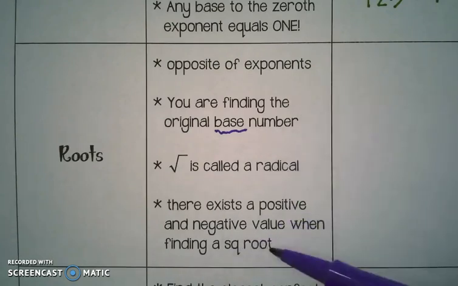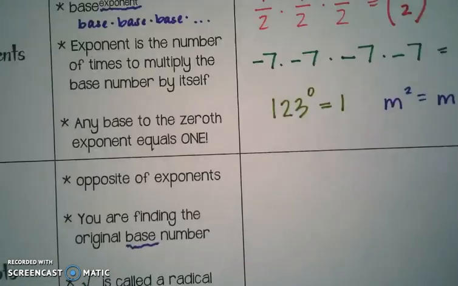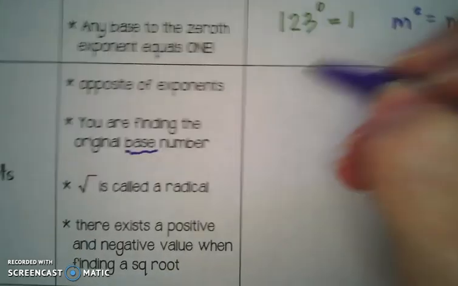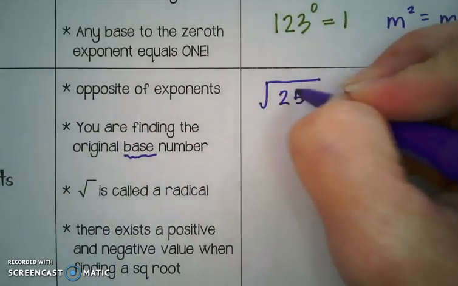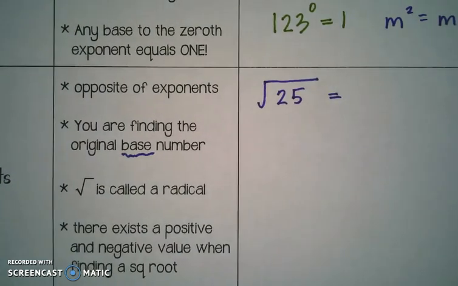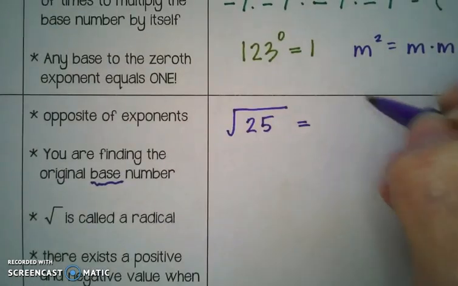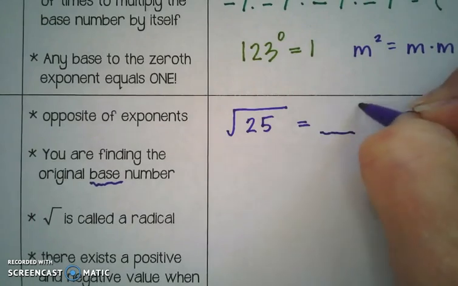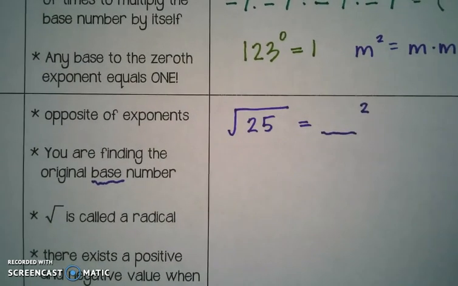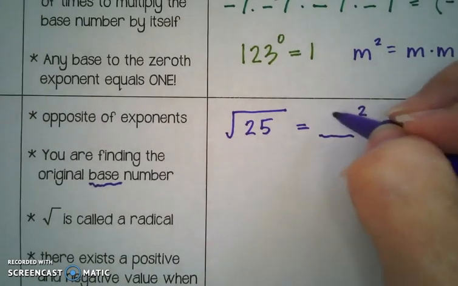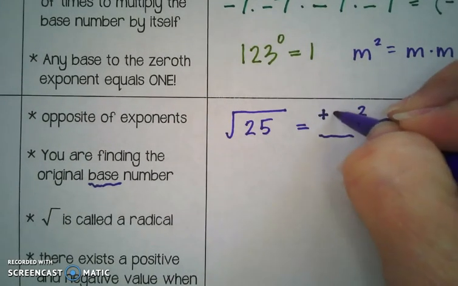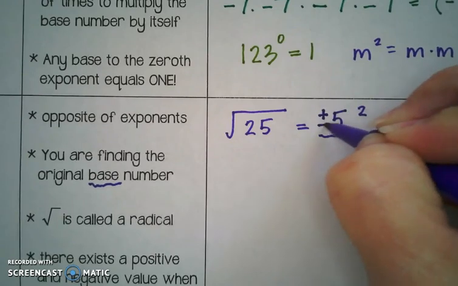But anytime you have a square root, you are going to have a positive and a negative possible answer. So, to do some examples here, let's say we had the square root of 25. All right, so what you're trying to do is figure out what number did you multiply by itself twice to get 25? And the deal is that it could be a positive 5 or it could be a negative 5.